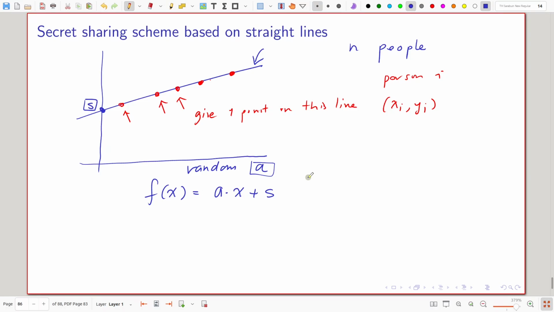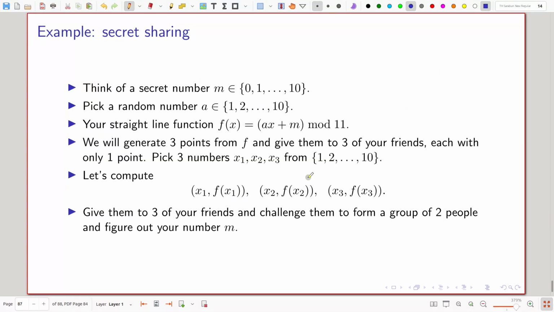You get the secret. Okay? But this is the scheme for real numbers. But you don't have to use real numbers. You can use any number, like you can use modular arithmetic. Okay? So what we do is this. This is what you do on the back.